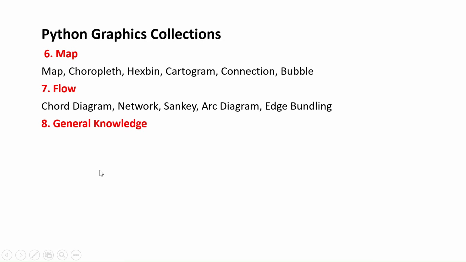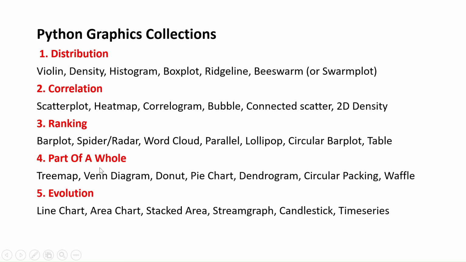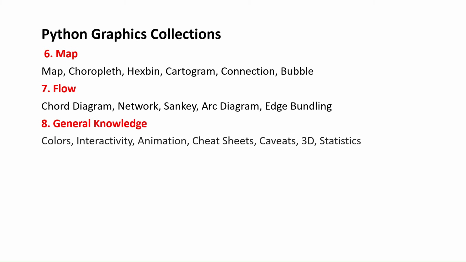Okay, if I just take you back, you see that we have distribution, correlation, ranking, part of the whole, evolution, and then we have maps, flows, which are trafficking, and maps is like mapping. Of course, we deal with mapping. Then we have maps like ArcGIS and QGIS, and you can also use R or Python, like ggplot2, and the general knowledge I've already explained. And then end of the PowerPoint presentation.